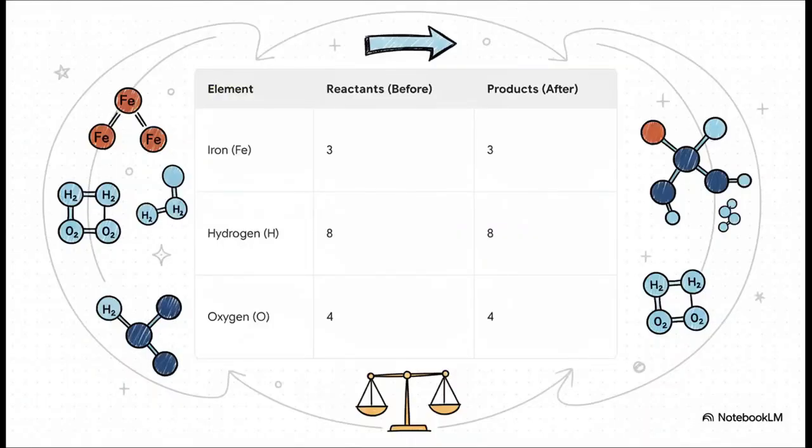And there we go. Take a look at the balanced recipe now. Once we put in the right coefficients, we have 3 iron atoms on both sides, 8 hydrogens on both sides, and 4 oxygens on both sides. See? Everything matches. It's perfectly balanced. The law of the universe is satisfied, and now our chemical story actually makes sense.